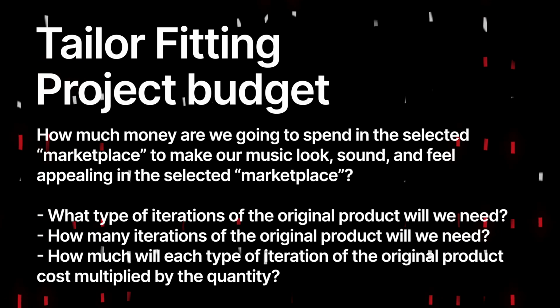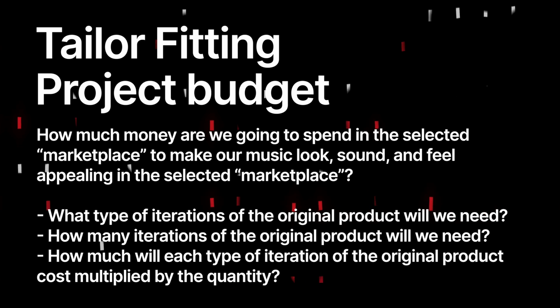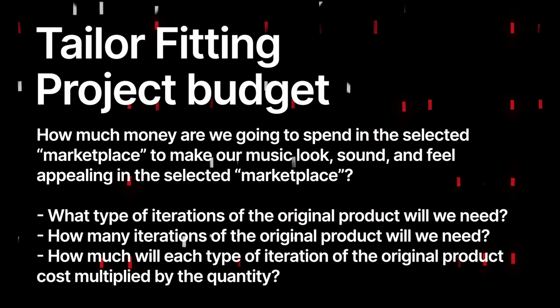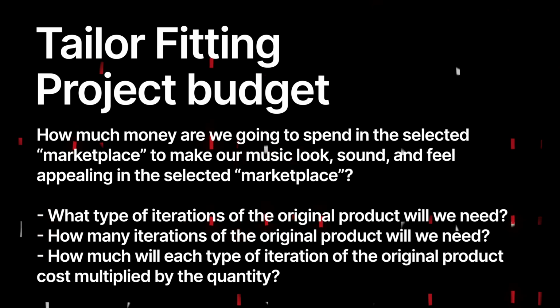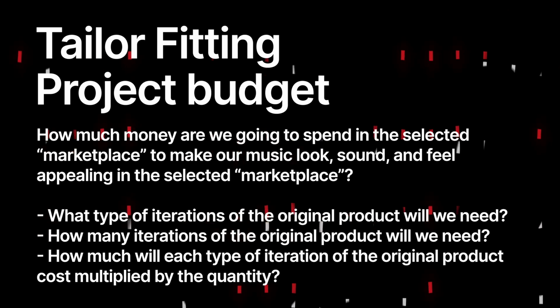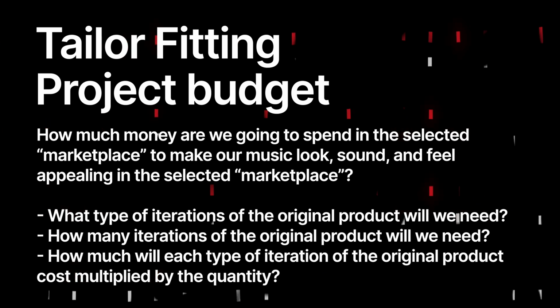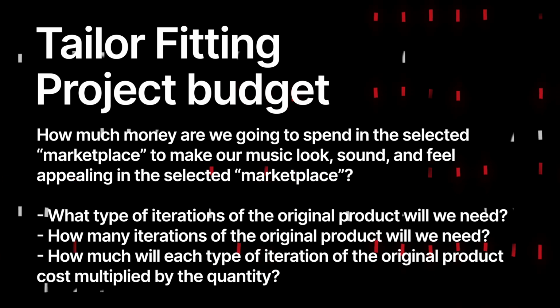We got some definition here. Check it out. We want to develop a tailor-fitting project budget, and I'm going to explain what I mean. How much money are we going to spend in the selected marketplace, i.e. Instagram, to make our music look, sound, and feel appealing in the selected marketplace? So here are the questions. What type of iterations of the original product will we need? How many iterations of the original product will we need? And how much will each type of iteration of the original product cost multiplied by the quantity?